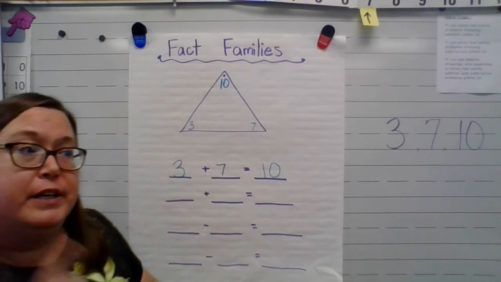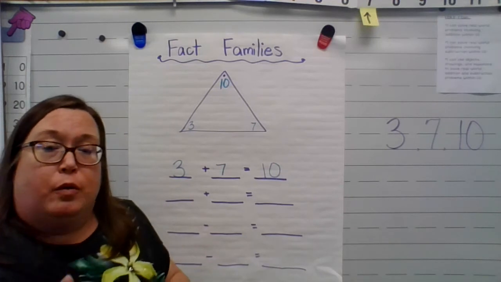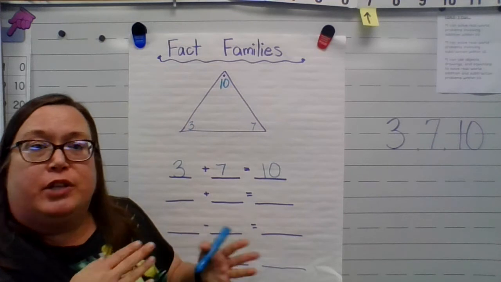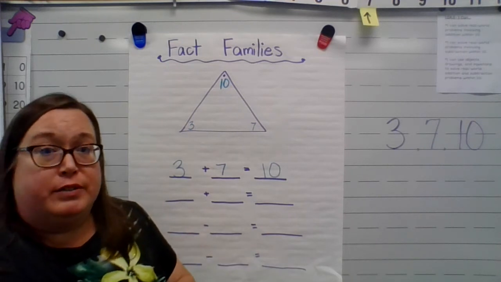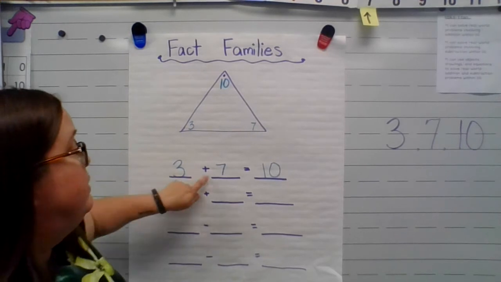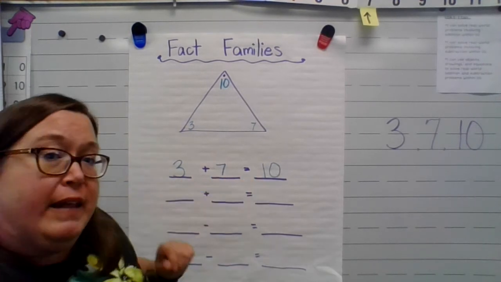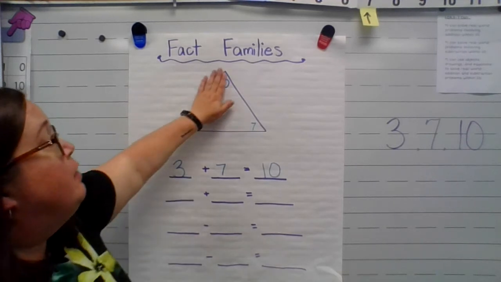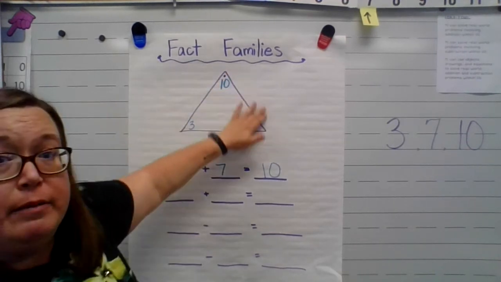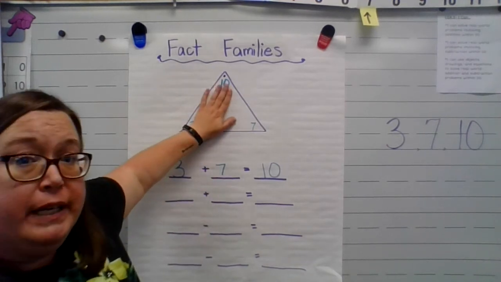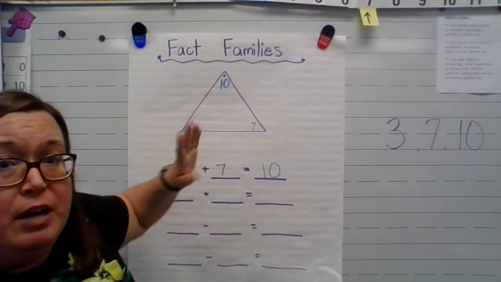Okay? So there's one number problem. Or we can call it a number model. We can call it a number sentence. Those all mean the same thing, and you'll hear it called all three of those things. But here's our number sentence. 3 plus 7 equals 10. That's the first addition number sentence that we can make from the numbers in this fact family. Remember, only numbers in this fact family. Okay? We're not going to add any other numbers to this.